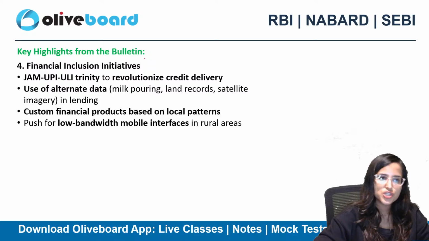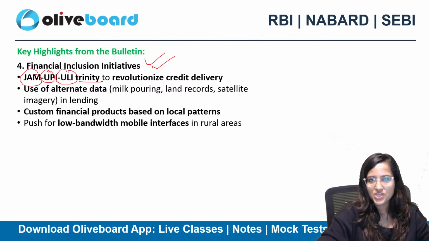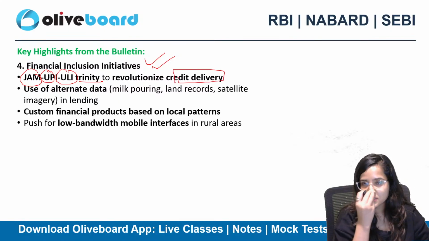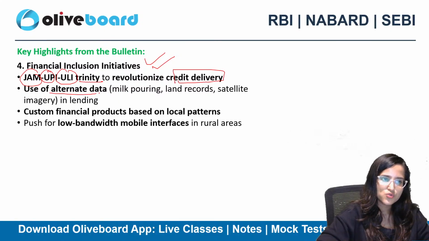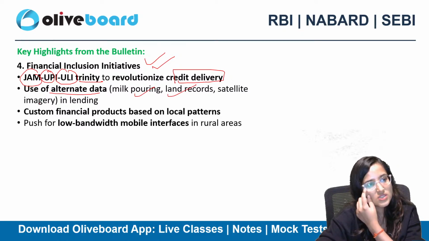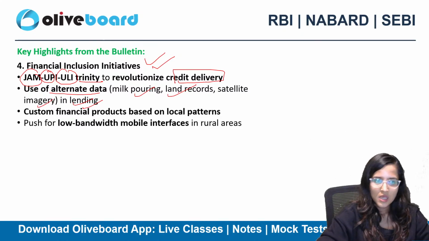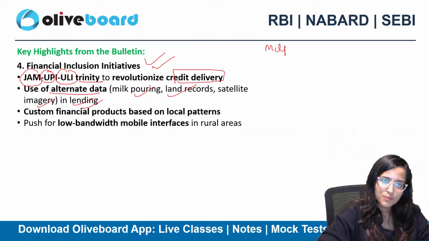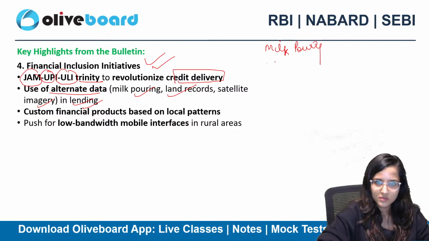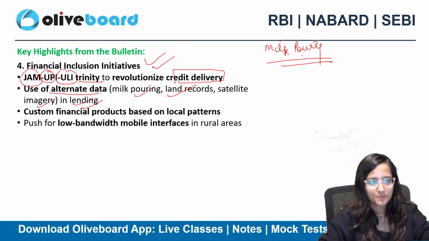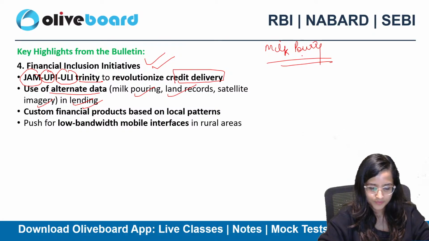What are the financial inclusion initiatives taken up by the government? We have this JAM, UPI, ULI trinity, which has revolutionized the credit delivery system in our country. There is use of alternative data like milk pouring, land records, and satellite imagery in lending. Okay, can you tell me what is the meaning of milk pouring? What is the meaning of milk pouring over here? Anyone?